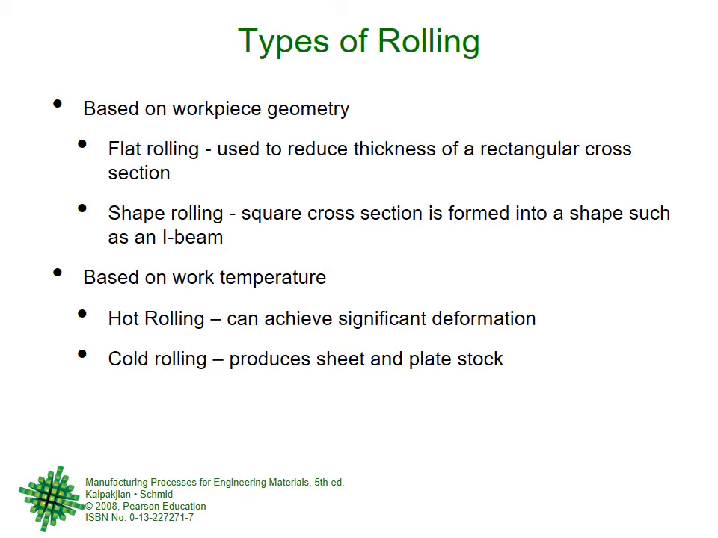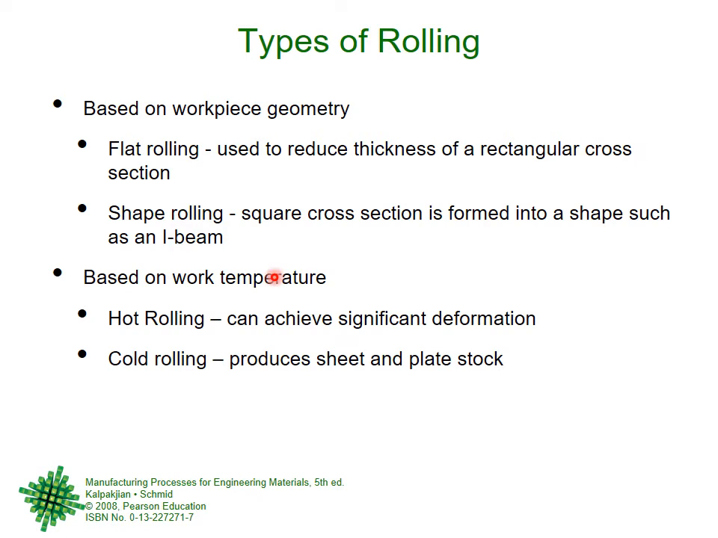What are the basic types of rolling? Right, based on workpiece geometry. Flat rolling, shape rolling. Flat rolling is used to reduce the thickness of a rectangular cross section. Shape rolling, the square cross section is formed into a shape such as an I-beam or something. So this is based on geometry, either flat rolling or shape rolling.